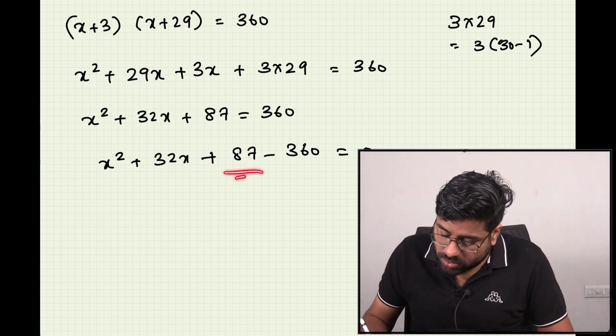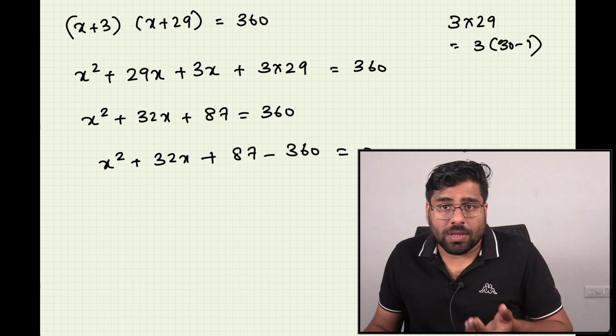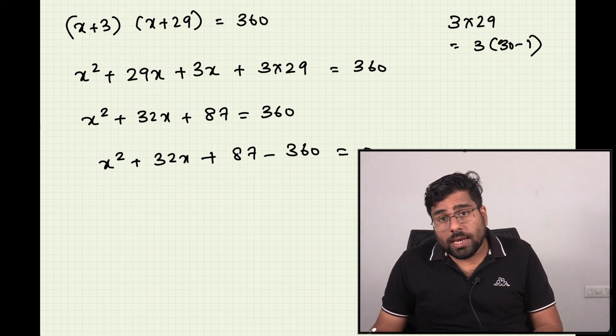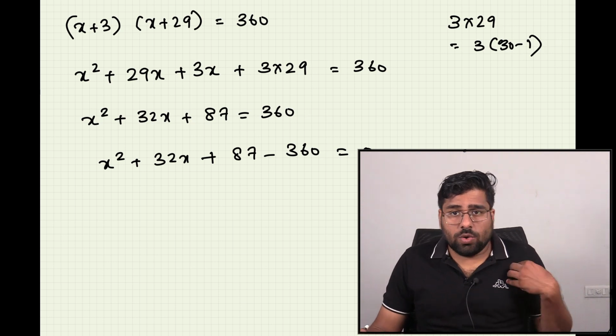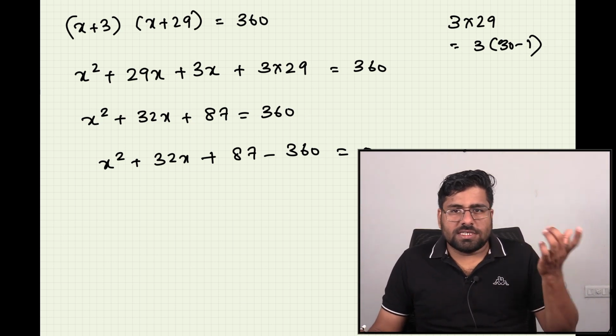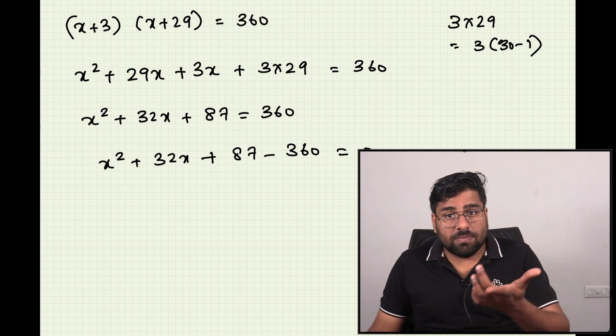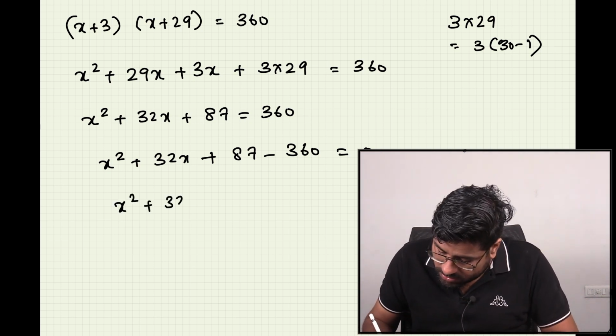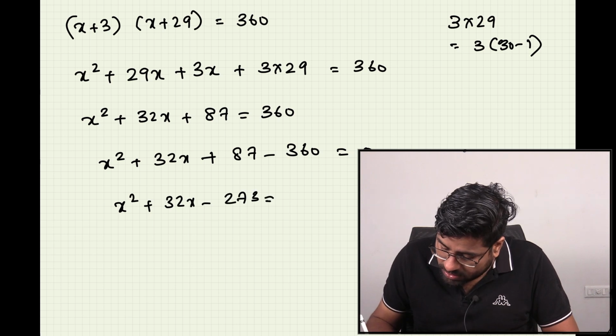Now let's see what is going to be 87 minus 360. Yes, I'll do the other way around. I'll do 360 minus 87. And how will I get 360 minus 87? In my opinion, I would actually do it: 360 minus 90 is 270. 270 plus 3 is going to be 273. So that is going to be X square plus 32X minus 273 is equal to 0.